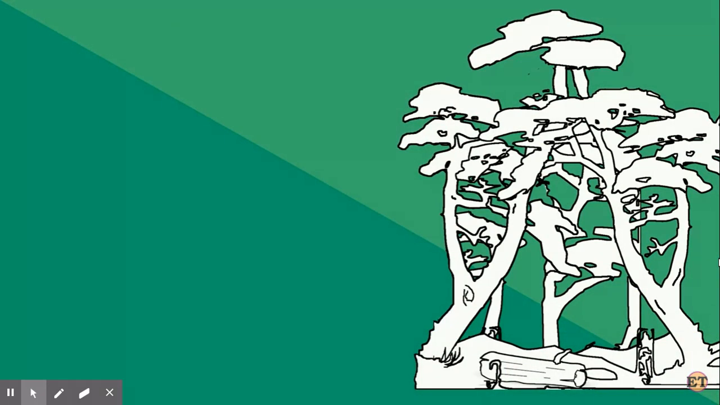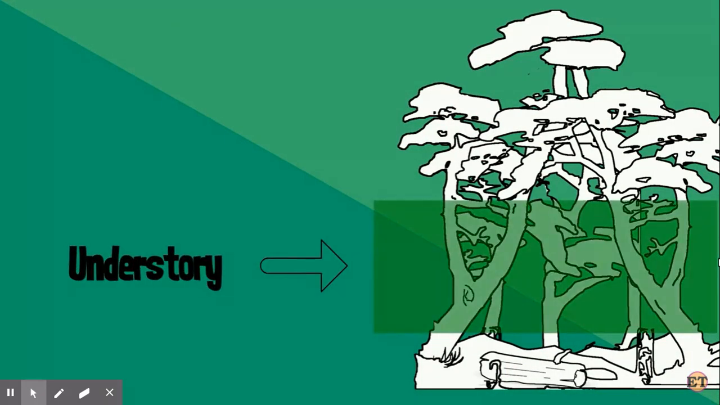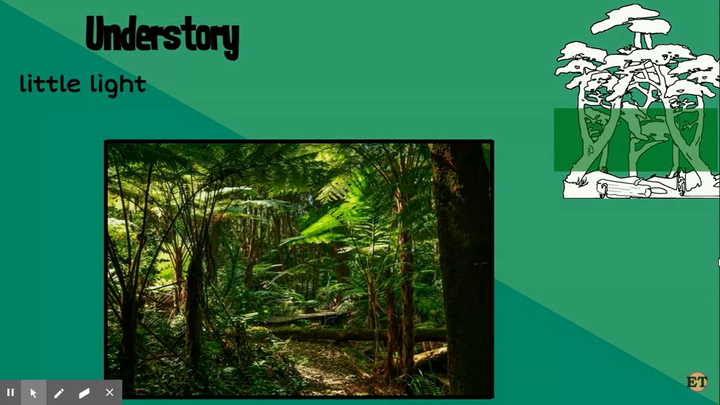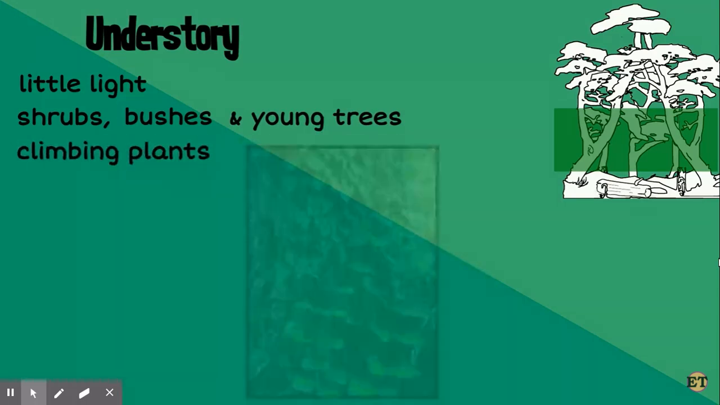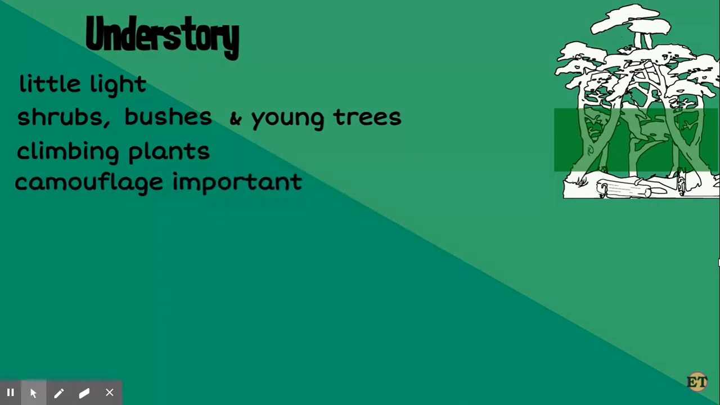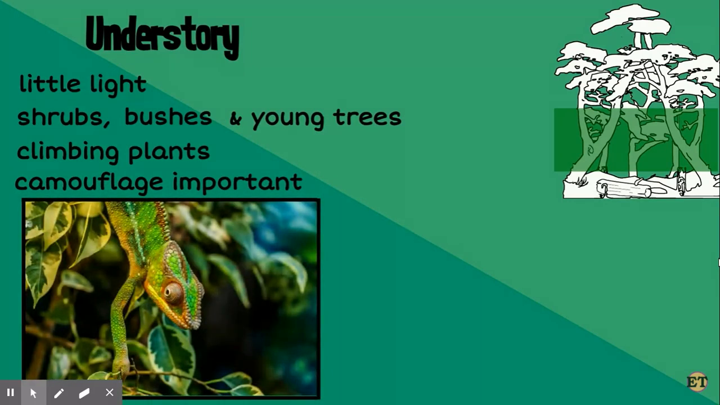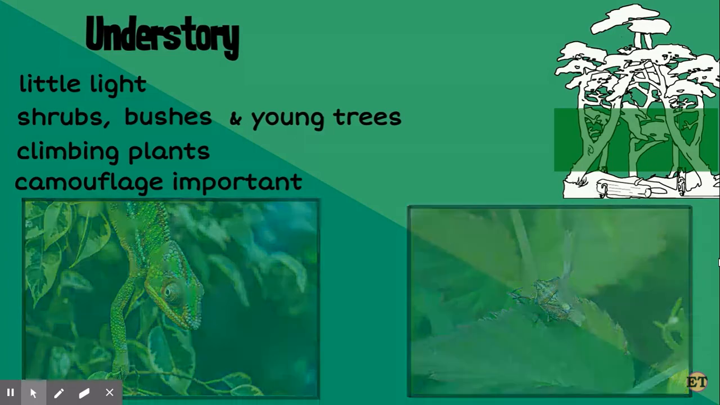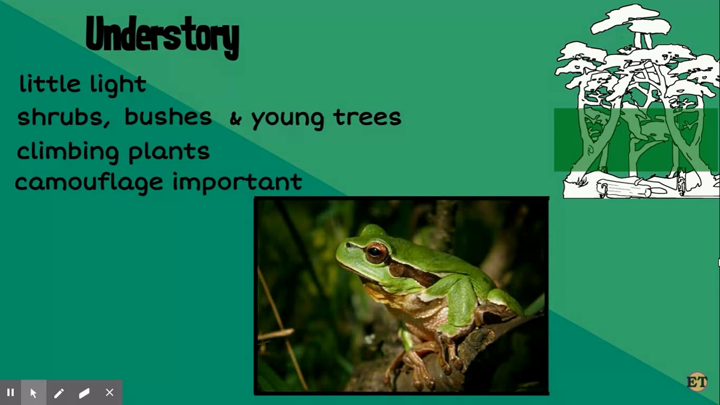The layer above the forest floor is called the understory. The understory also receives little light. Shrubs, bushes, and younger trees occupy this layer, many growing in small patches of light. Many climbing plants grow in the understory. Camouflage is particularly important for animals that live in this layer. Many animals that live in the understory rely on the humid and damp conditions to survive.